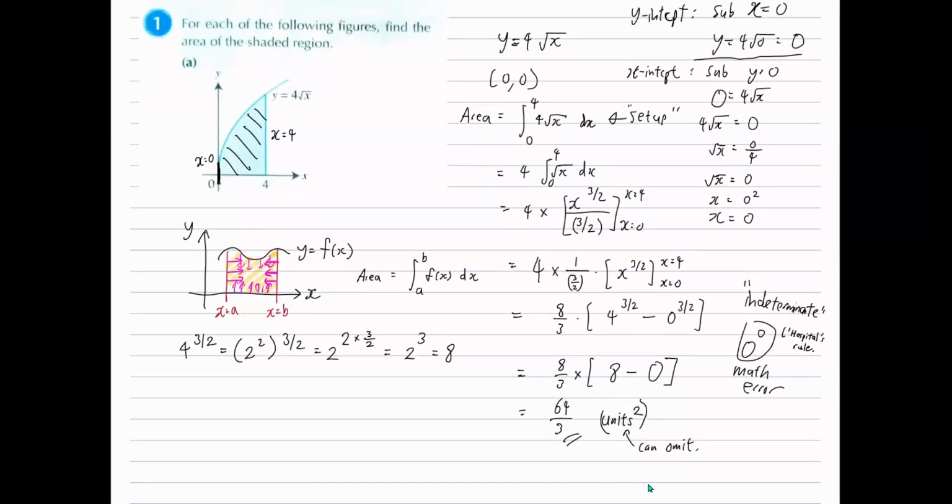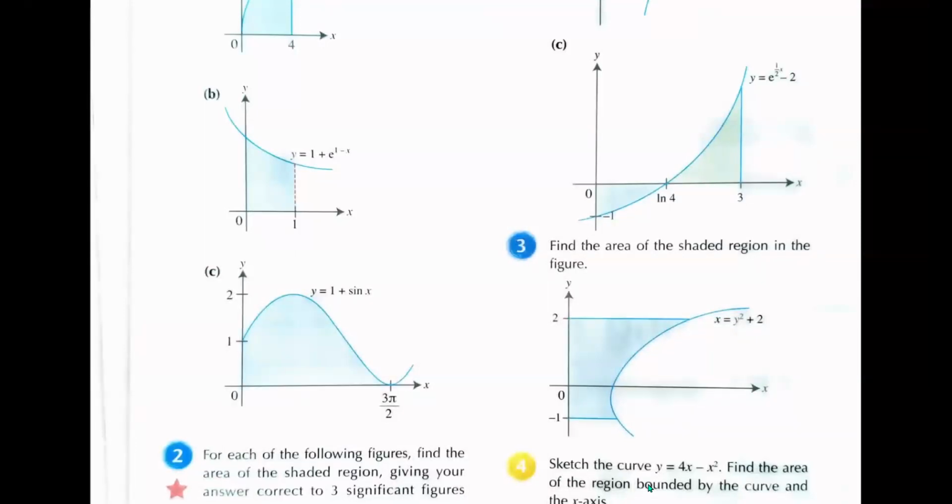Clear? Okay, good. So now I need you to practice on your own. I need you to show me that you know how to do this. Okay, let's go on to a more complicated example, which is 1B. Okay, let's take a look. 1B.